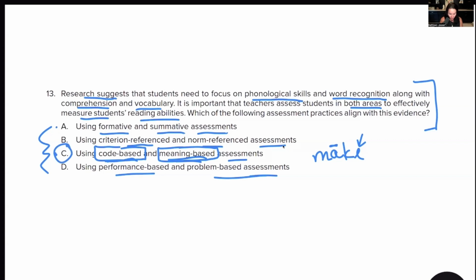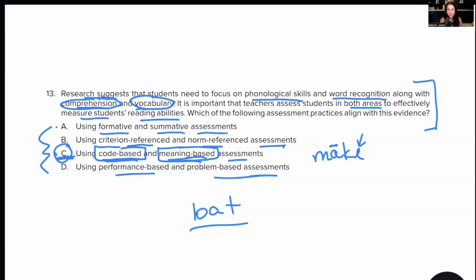C, which is the answer, code-based has to do with the codes in words. For example, b, a, t. That is phonological awareness or phonemic awareness. And we use the different codes in words to do that. Meaning would be comprehension and vocabulary. So that's why C is the best answer. These are specific to reading skills, and you're assessing in both areas. Code-based is the sounding out of words, the individual sounds in words based on the code. And then meaning-based is what do they mean? Comprehension, how do we put it all together? And that's why C is the best answer there.